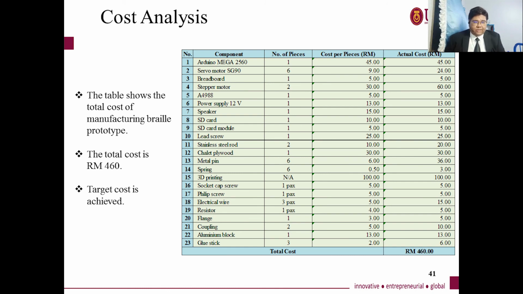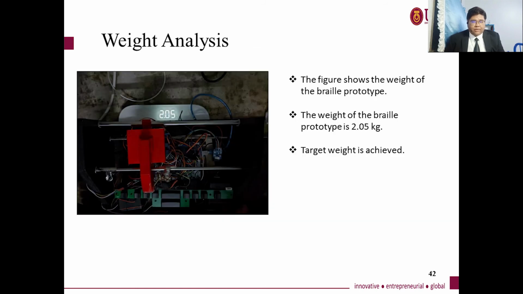Then the cost analysis. From the table, we can see that the total cost is 460, which achieves the target of the product design specification, which is below 500 ringgit. For the weight analysis, we can see from the weight scales, the Brailler prototype is about 2.05 kg, and the target weight is achieved too.